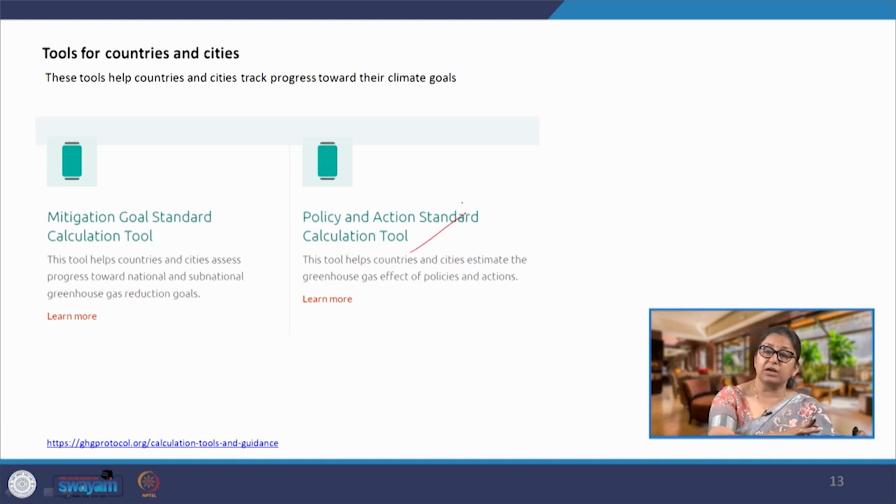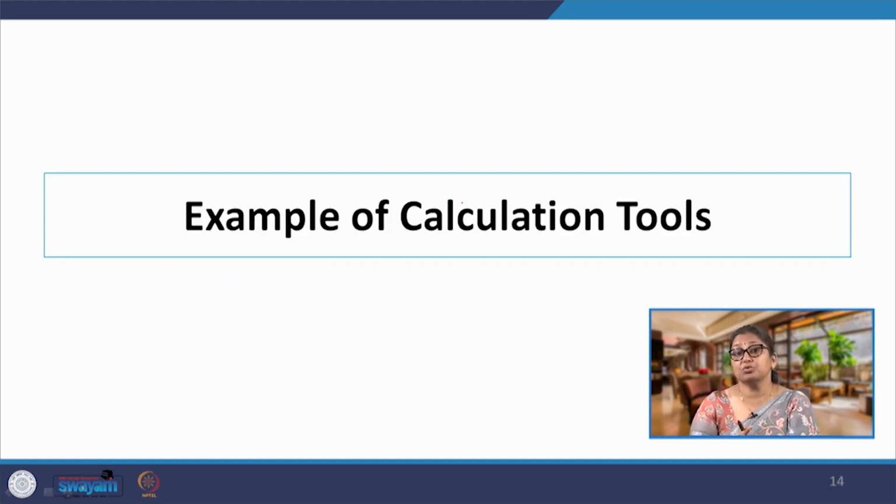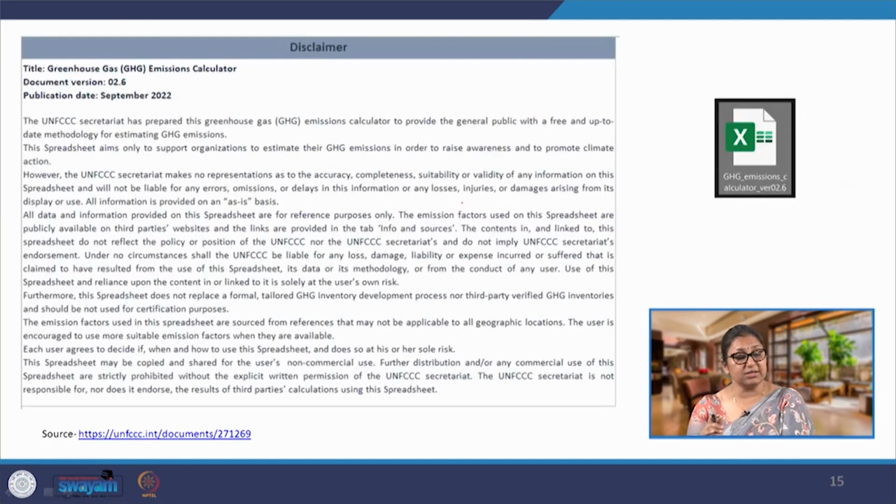Now, this is for countries and cities, they can be using it within their governance area. Now, I am going to take you through the example of a calculation tool, which is called the greenhouse gas emissions calculator, which is prepared by the UNFCCC Secretariat.